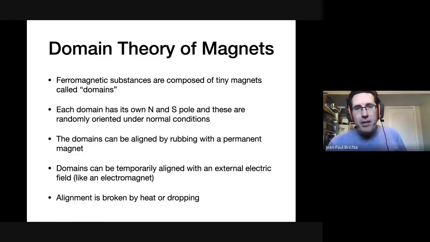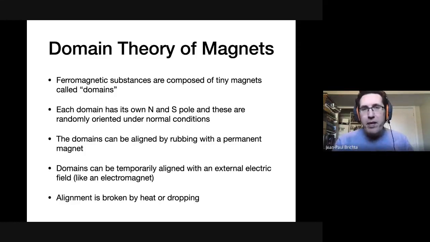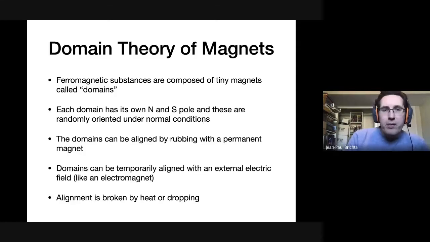You can break the alignment in a couple of different ways. If you heat up a magnet, then again, those domains will start moving out of alignment with each other. You can bang it. You can rub it in a different way, potentially with a permanent magnet, and that will, again, cause those domains to misalign or de-align.